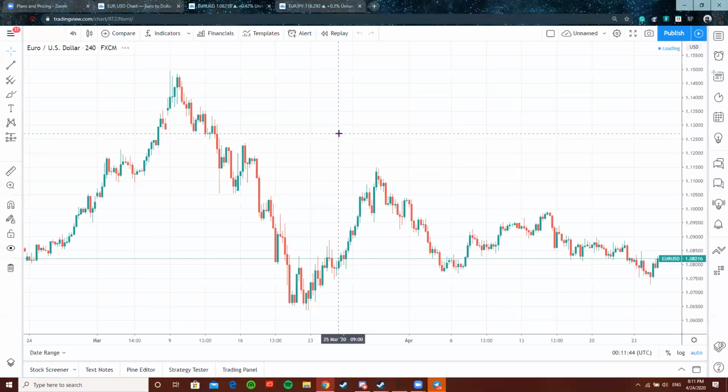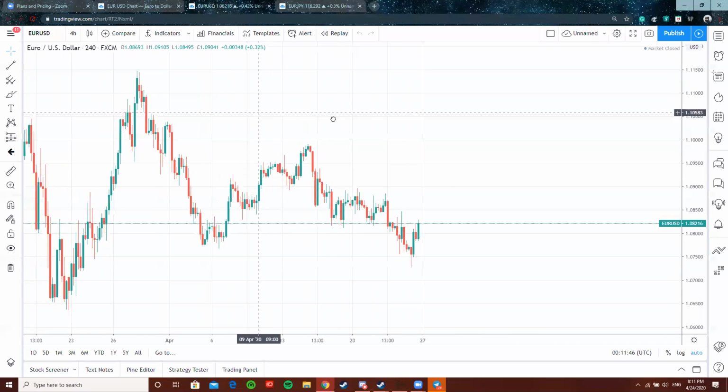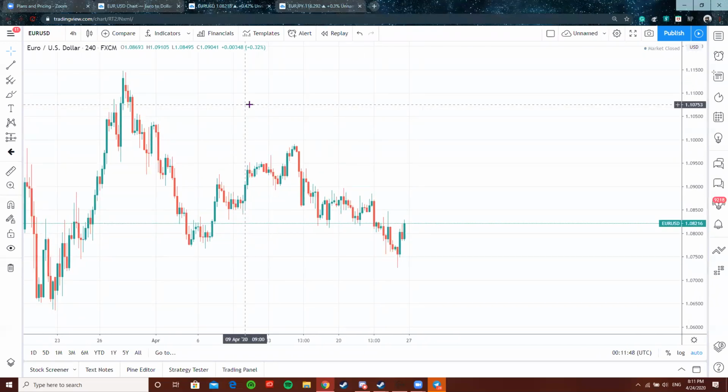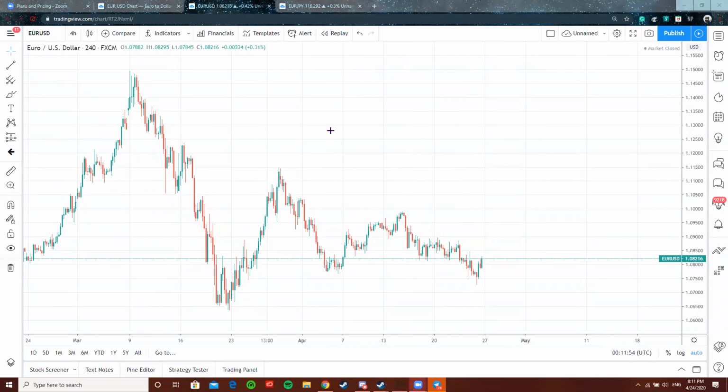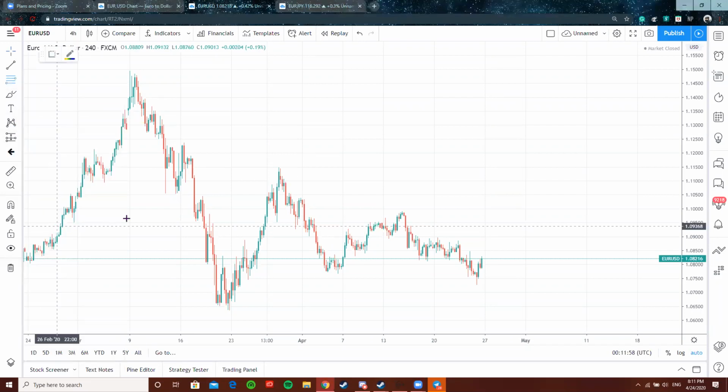So, when it comes to fibs, what are your settings on fibs? And let me check. No, okay. Take a screenshot, whatever you'd like.